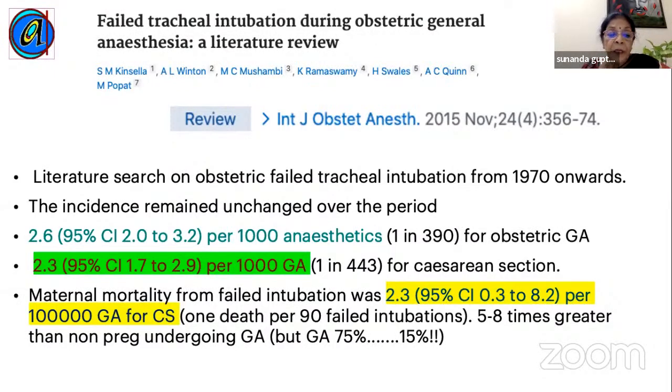So rather than being happy, we got more concerned, because the incidence of failed intubation is 1 in 390 in obstetric general anesthesia. It rises to 1 in 443 for cesarean sections, and one death per 90 failed intubations is the estimate in this article. So this is 5 to 8 times greater than in non-pregnant individuals. But if you look at the incidence of general anesthesia, it has reduced from 75% to 15%. So all the workshops we have been attending, all the difficult airway equipment we have been using, has it really made no difference? Now let us look at why this incidence has been consistent.